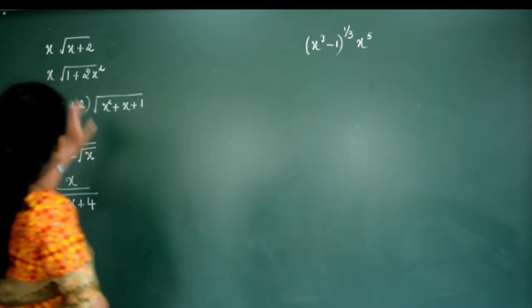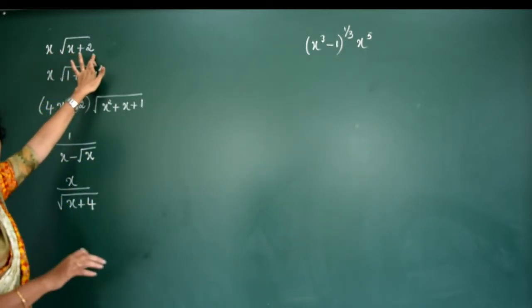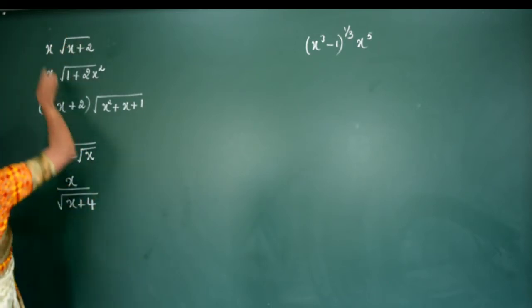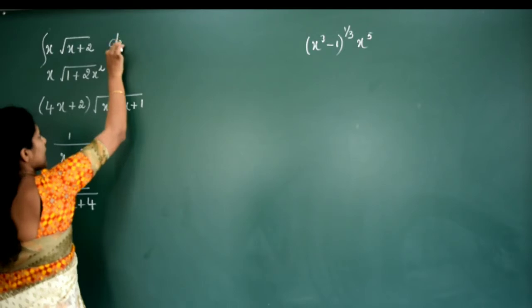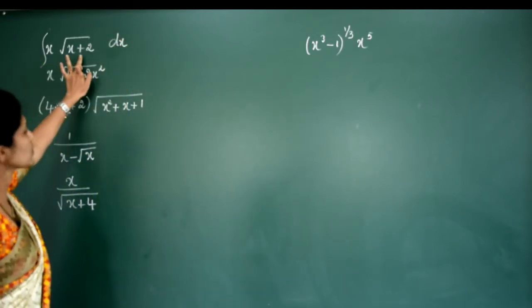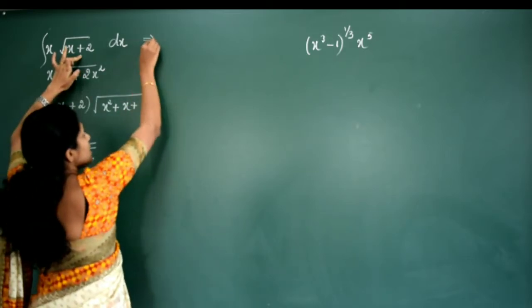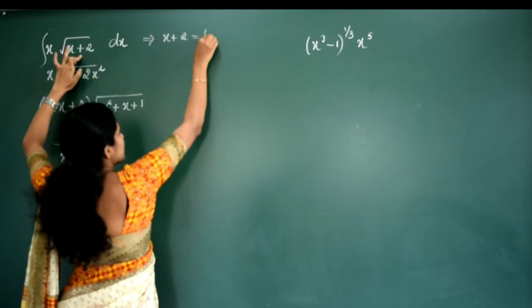Okay. See here, we will start with the first one. The question is: integrate x into root of x plus 2. What you have to do? First take the integration symbol, then write dx. Now this substitution you have to give. X into root of x plus 2 is there. So if you give the substitution for this one, x plus 2 is equal to t.